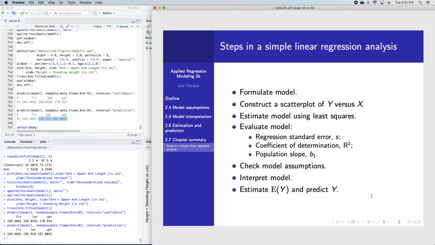So those are the steps in a simple linear regression analysis, and I've just run through an example that relates height and arm length for a group of individuals. And that brings us to the end of this chapter. In the next series of videos, we'll extend what we've looked at for simple linear regression to multiple linear regression, where we don't just have a single predictor x, we have multiple x predictors.